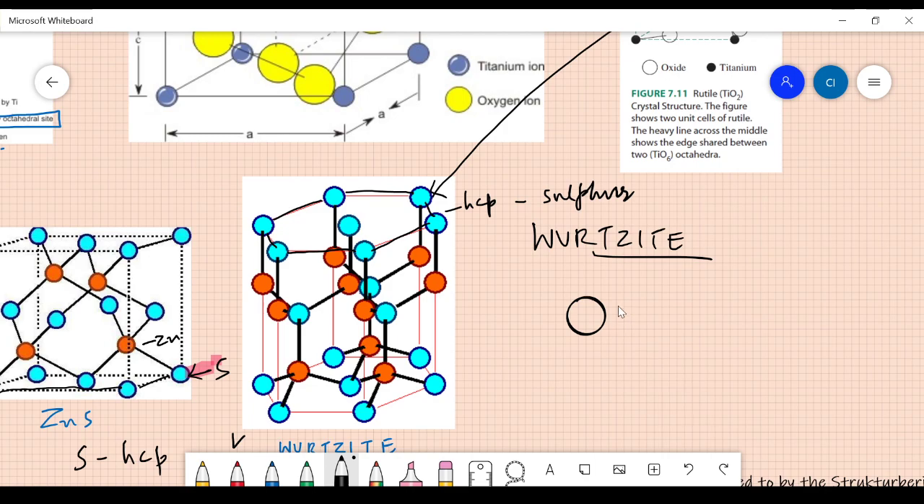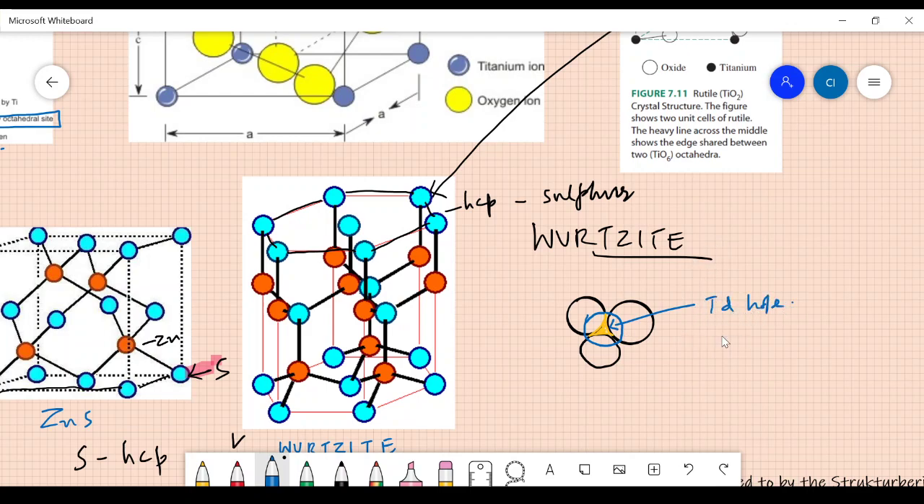I'm just drawing this again. So you've got three circles. When you draw three circles and place a fourth one exactly on top of these three circles, instead of placing it on a distorted arrangement, you get a hole like this at the center. This particular vacant place we call the tetrahedral hole.